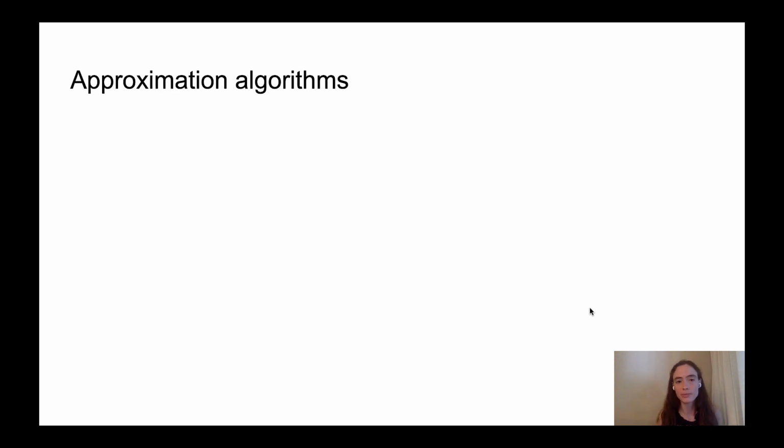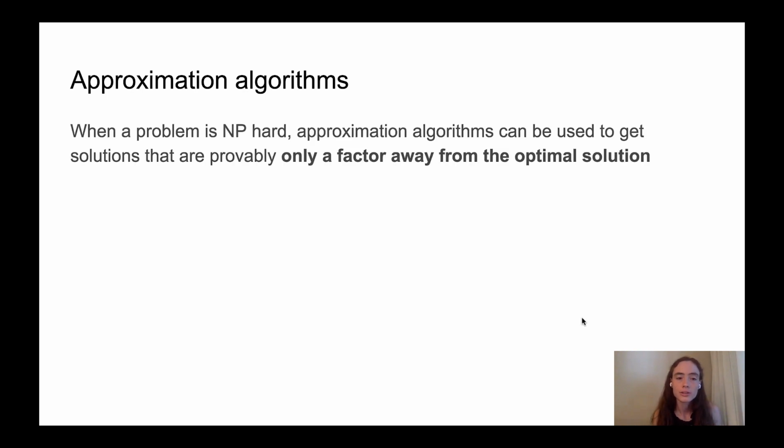This is where approximation algorithms come in. Often we have problems that are NP hard, but we still need to have solutions, or at least close enough solutions to them, for many different applications. So when a problem's NP hard, approximation algorithms can be used to get solutions that are provably only a factor away from the optimal solution.